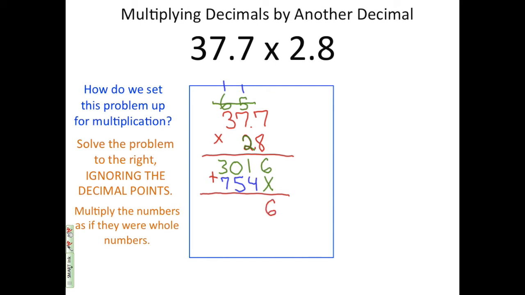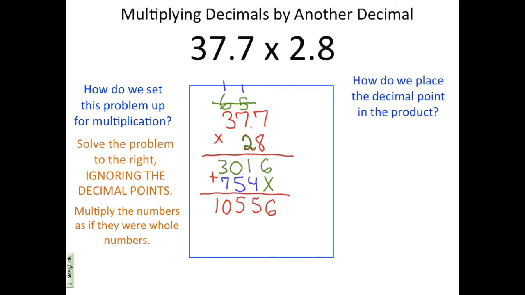I'm going to add these numbers together, and I get 10,556, but I'm not going to add in the comma in between the 0 and the 5 because I know that that can't possibly be a reasonable answer. Because I wasn't multiplying 377 times 28. I was multiplying 377 tenths times 28 tenths. So now I'm going to have to account for the decimal place.